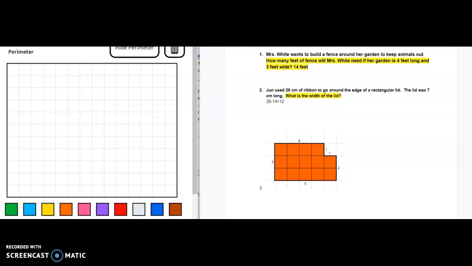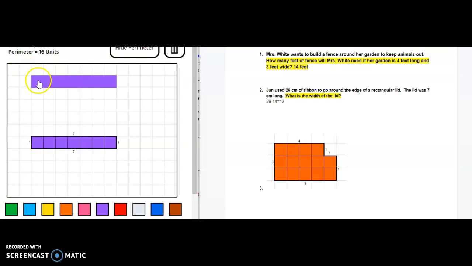All right, let's try another one. June used 26 centimeters of ribbon to go around the edge of a rectangular lid. The lid was 7 centimeters long. What is the width of the lid? So as a reminder, we want to make sure that we are matching the question being asked, okay? So I'm going to go ahead and create a rectangular lid, okay? It tells me that one side of the lid is 7 centimeters long. So I'm going to create my 7 centimeter long side.